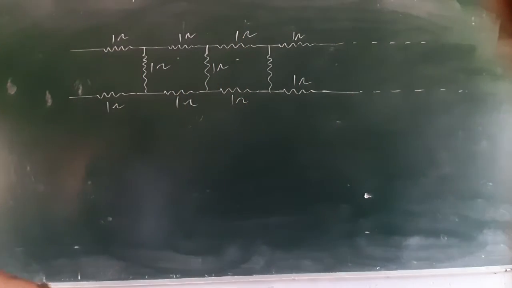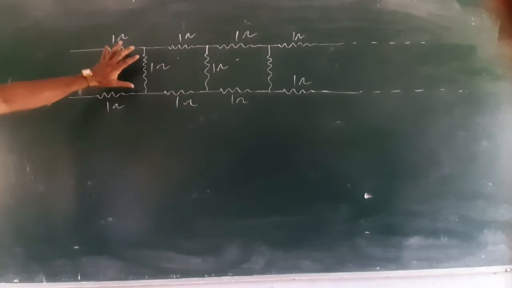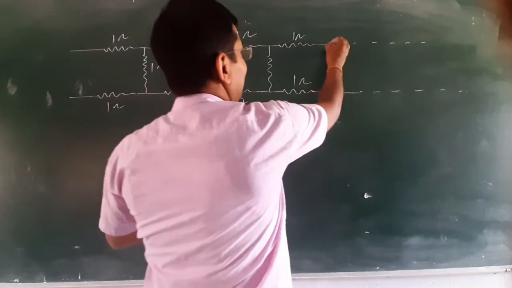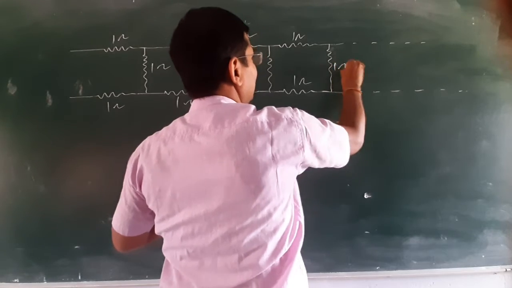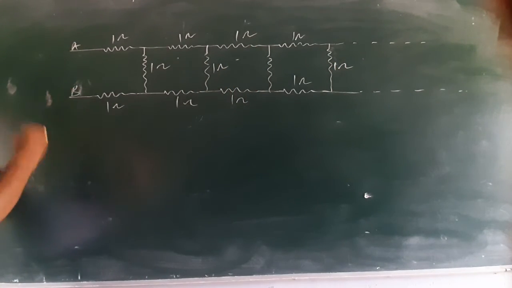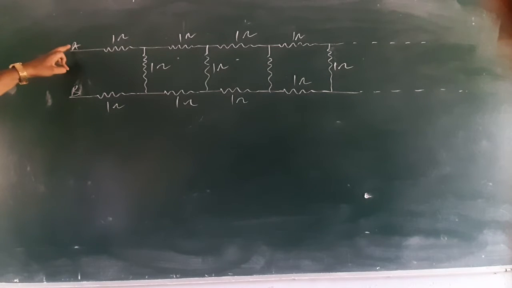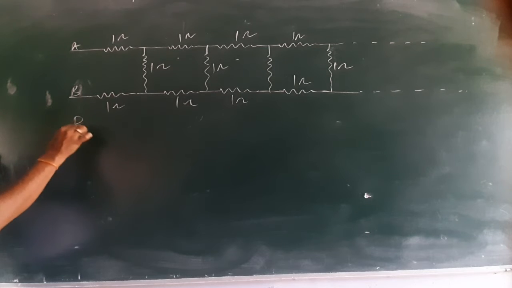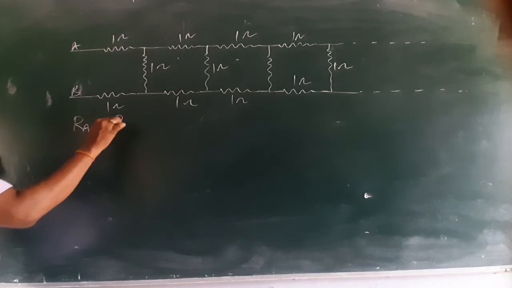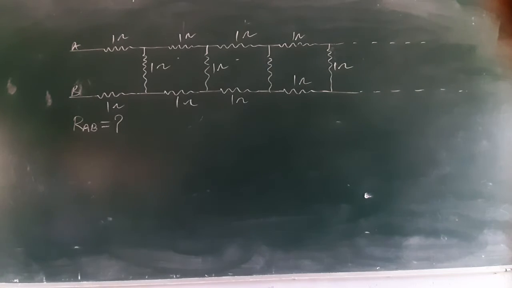So what you are seeing? You are seeing that this is repeated again and again. I am supposing this point to be A and B. What you have to do? The numerical question is to find the equivalent resistance between A and B. This is the numerical problem.